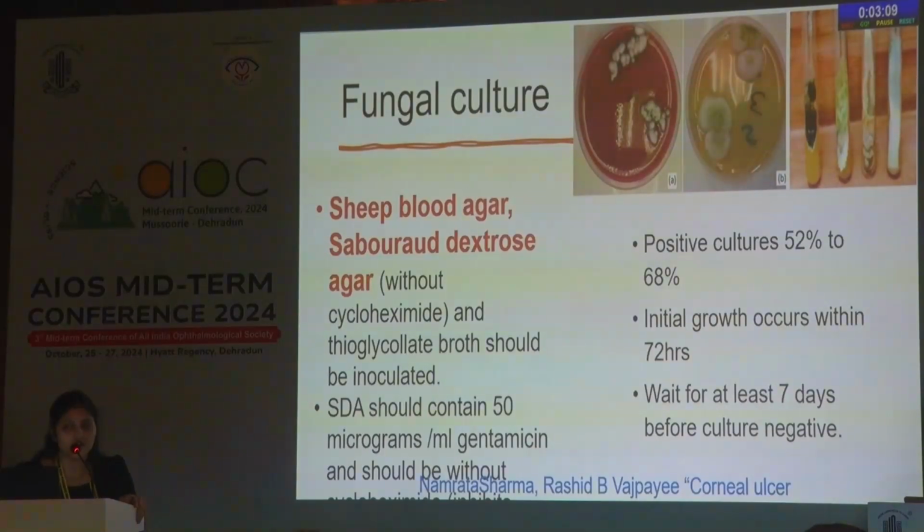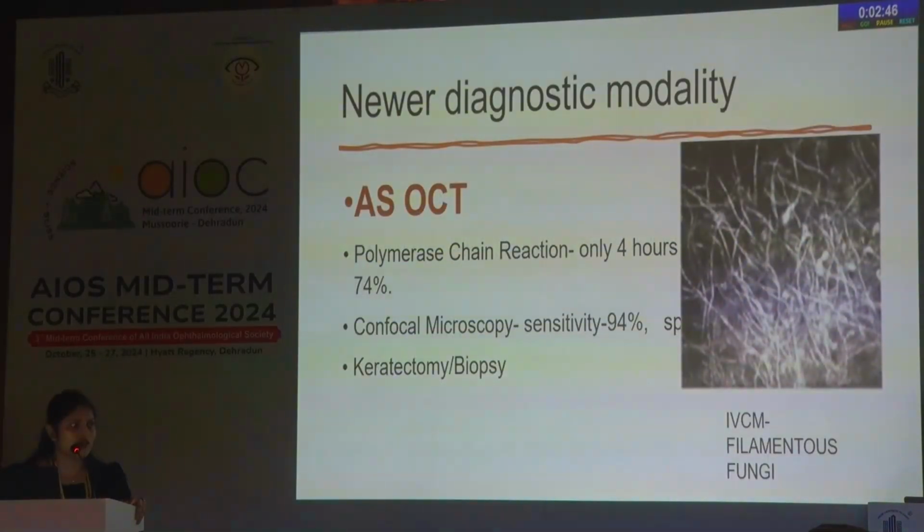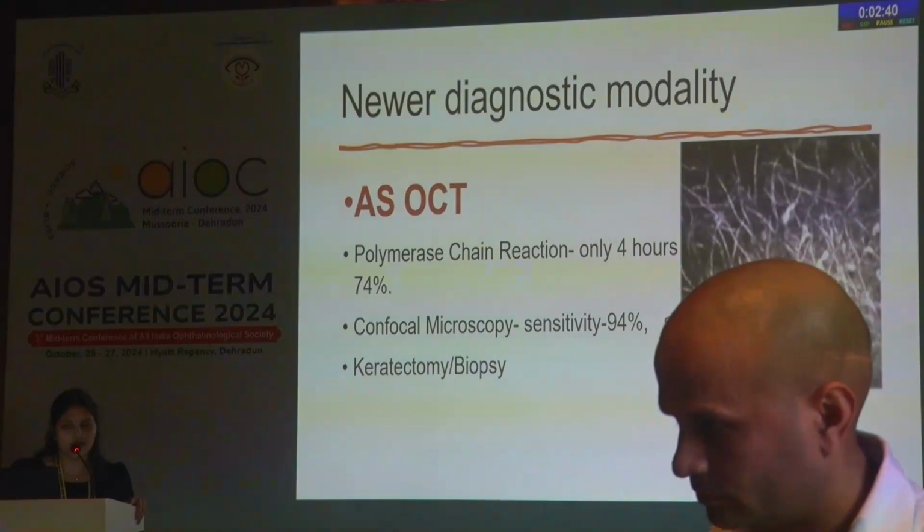Then we can send the sample for fungal culture in sheep blood agar or Sabouraud dextrose agar, which has a positive culture result of around 52 to 68%. Growth starts initially within 72 hours, but we have to wait till 7 days before we label the culture as negative. Then the newer diagnostic modalities are also there, like ASOCT, polymerase chain reaction, confocal microscopy, and keratectomy and biopsy.